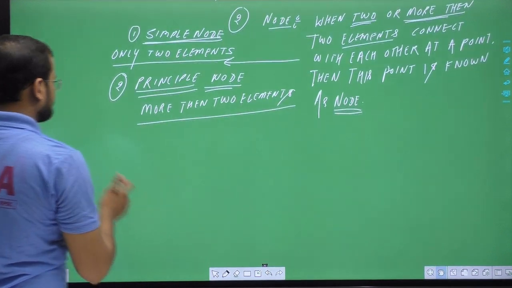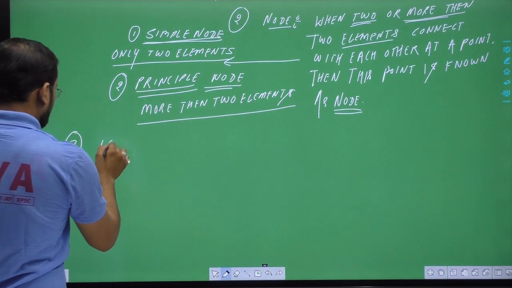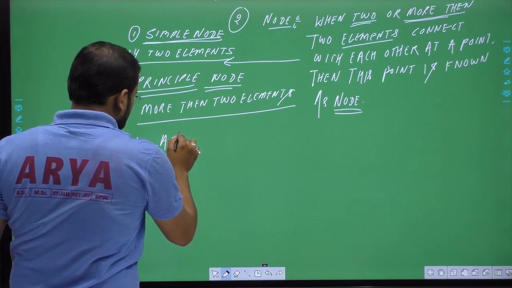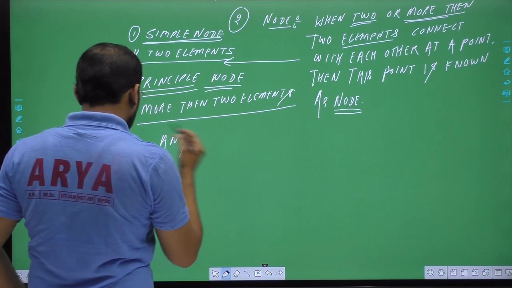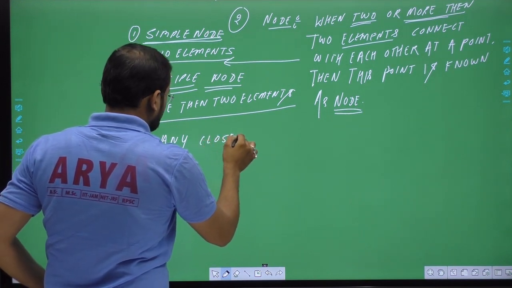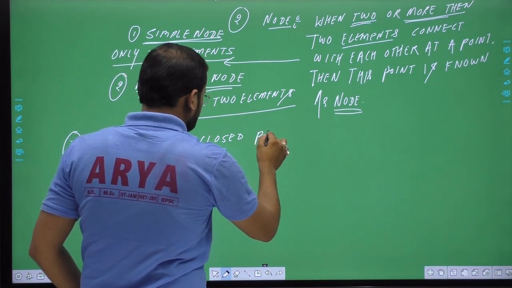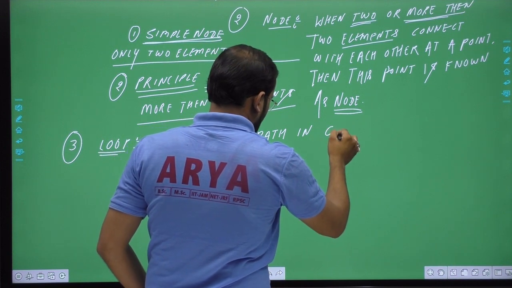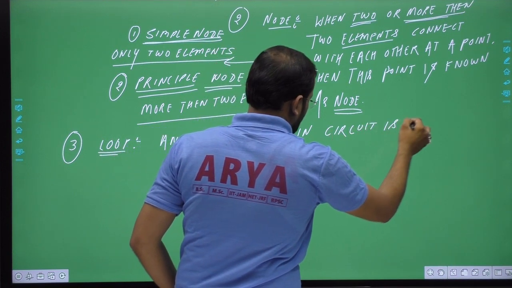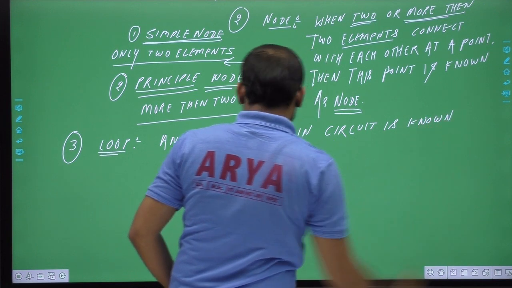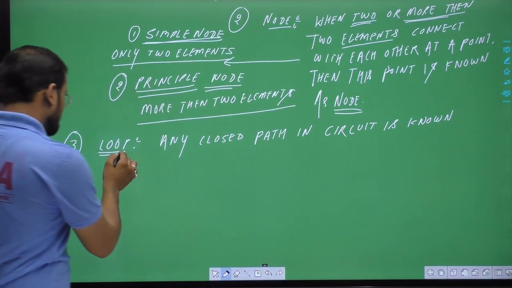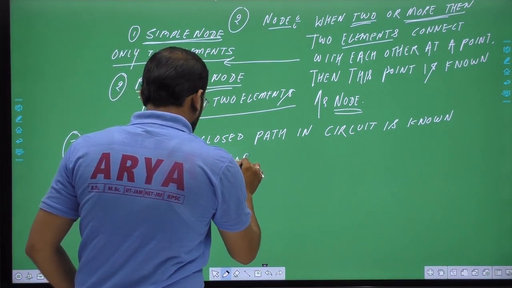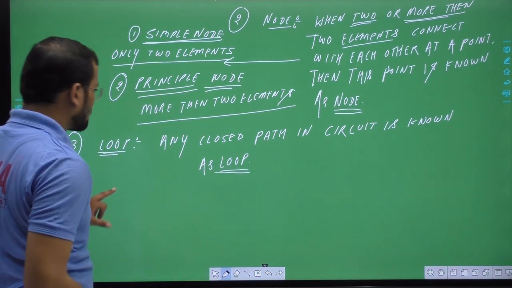Third is loop. What do we mean by loop? Any closed path in a circuit is known as a loop.